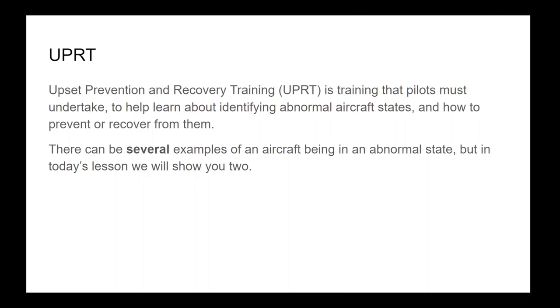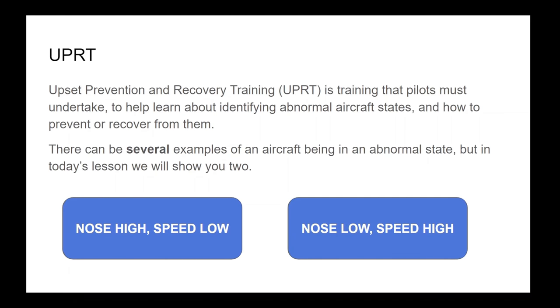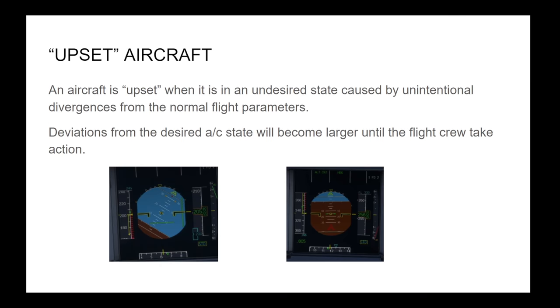There can be several examples of an aircraft being in an abnormal state, but in today's lesson we will show you two. Nose high, speed low, and nose low, speed high. So how do we define an upset aircraft? An aircraft is upset when it is in an undesired state caused by unintentional divergences from the normal flight parameters. Deviations from the desired aircraft state will become larger until the flight crew take action. Examples include these two images below.